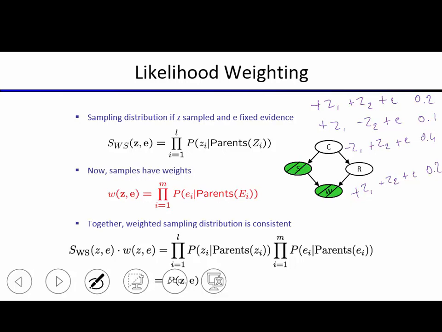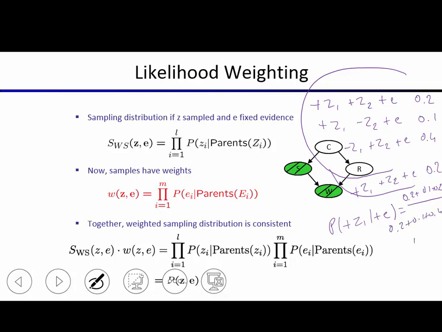And let's say we now are interested in the probability of plus Z1 given plus E. Then we would look at all of these samples and tally up the weights for when it's plus Z1 versus when it's negative Z1. So this would be equal to wherever we have plus Z1, which is the first two and the last one, so 0.2 plus 0.1 plus 0.2, and we divide that by the total weight of all the samples, which is 0.2 plus 0.1 plus 0.4 plus 0.2.